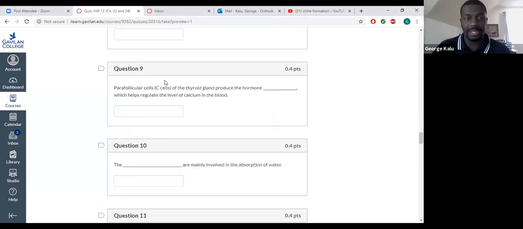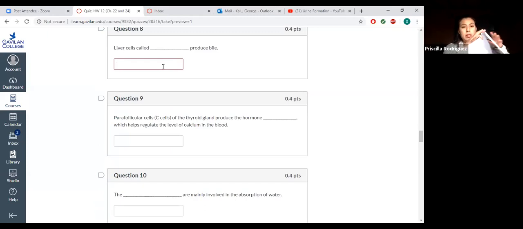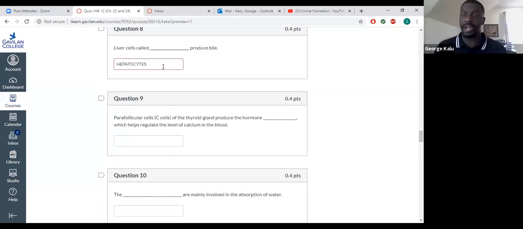Okay, so then we get to question 8. Liver cells called blank produce bile. Which cells are these? Oh, hepatocytes. Right, these are the hepatocytes. So hepatocytes are going to be the liver cells that are involved with producing bile.